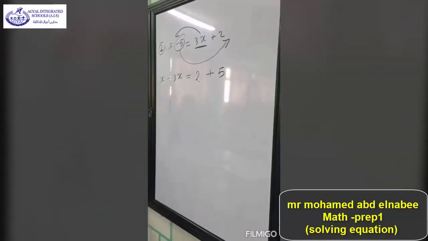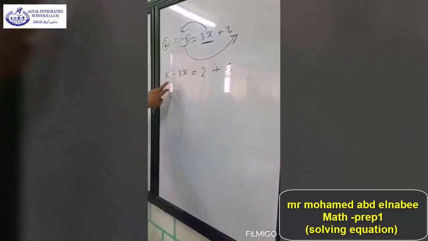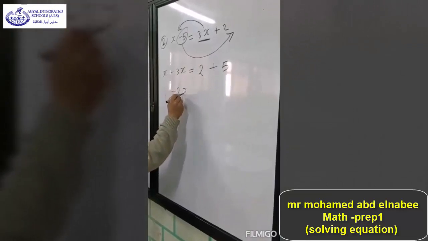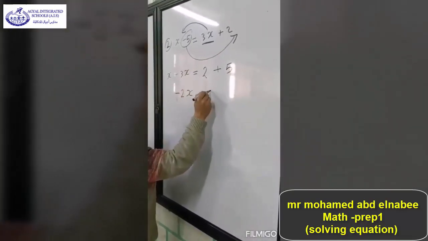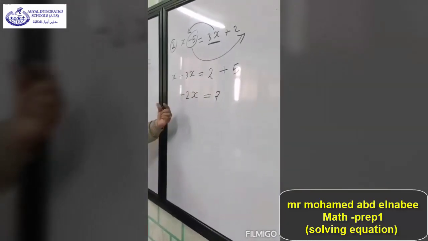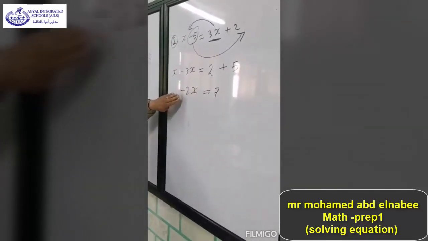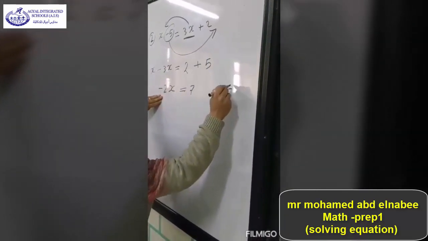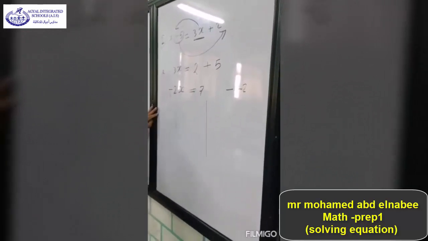And complete as usual. Number 1, simplify, then find x. x minus 3x equals negative 2x. 2 plus 5 equals 7. Again, I need to find the value of x. We need to cancel this number, which is negative 2. How do we cancel negative 2? Divide by negative 2.